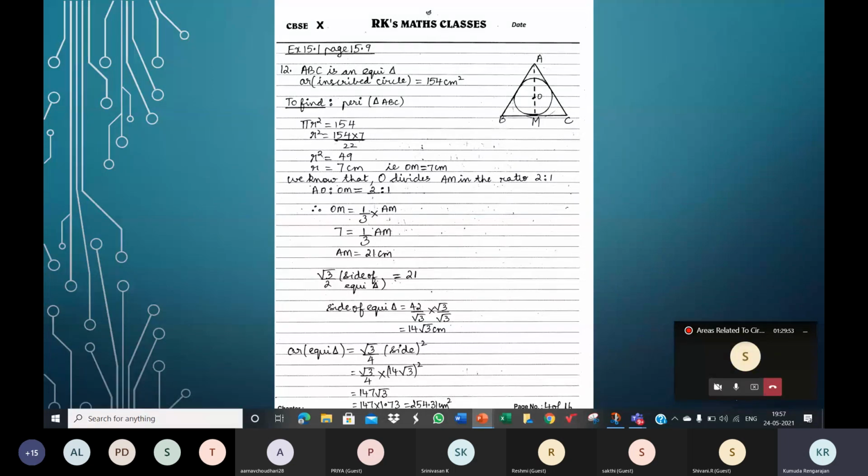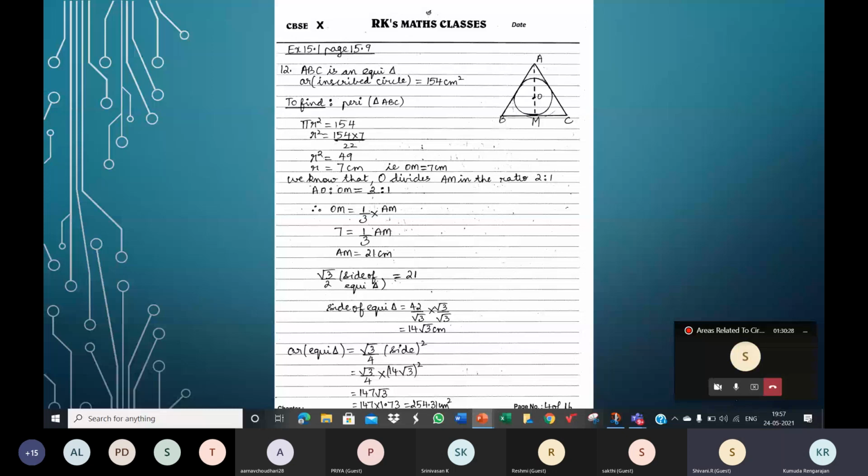For a triangle, you can draw an incircle for every triangle, whether it is isosceles, scalene, equilateral. You can draw an incircle, you can draw a circumcircle. You can draw a circle touching the sides, and a circle passing through the vertices. The circle drawn touching the sides is called the incircle, and the one which passes through the vertices is called the circumcircle.